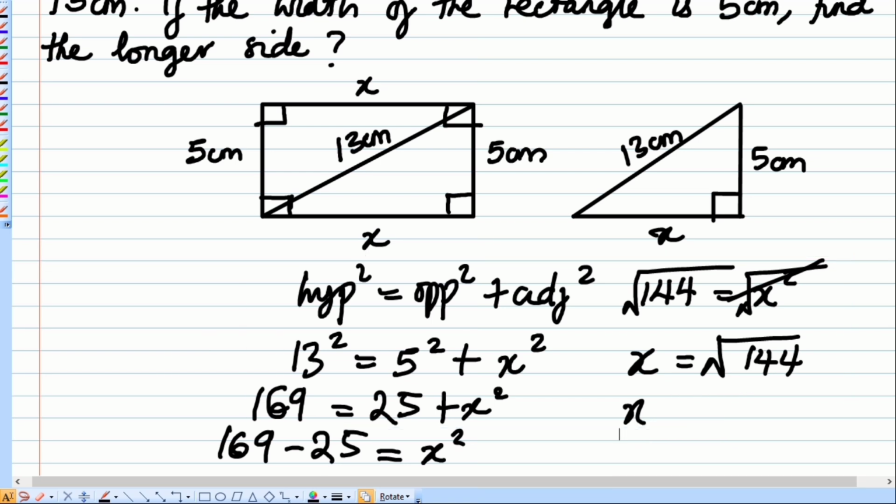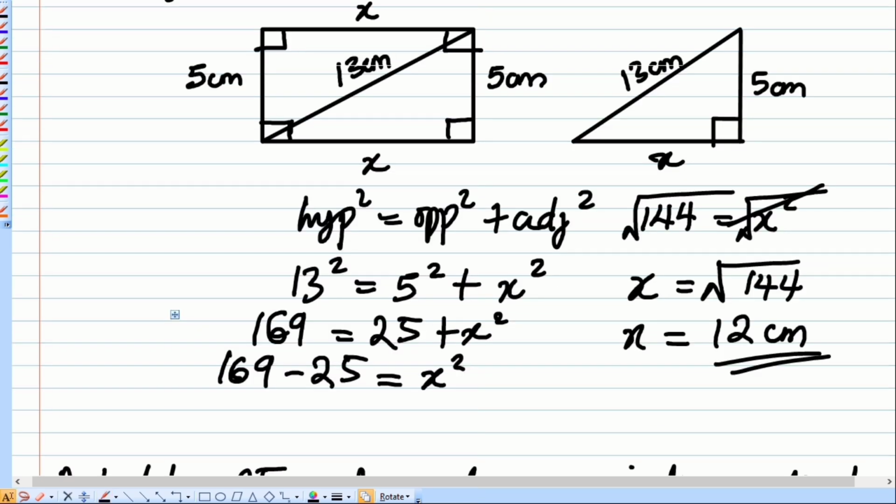The square root of 144 is equal to what? 12. So we have 12 cm. So the longer side of this rectangle would be 12 cm. So that's how to use Pythagoras theorem to solve this type of problem. So let's check another question.